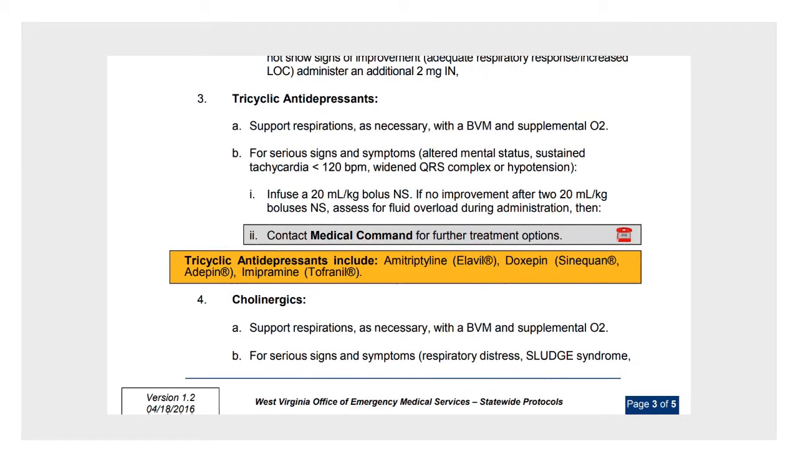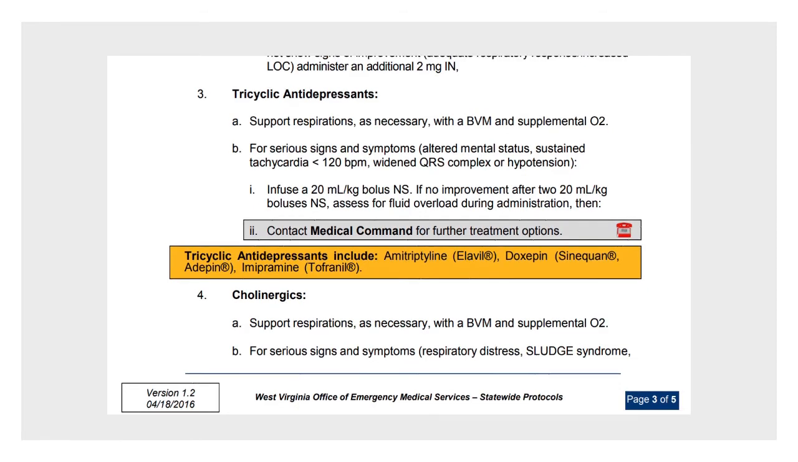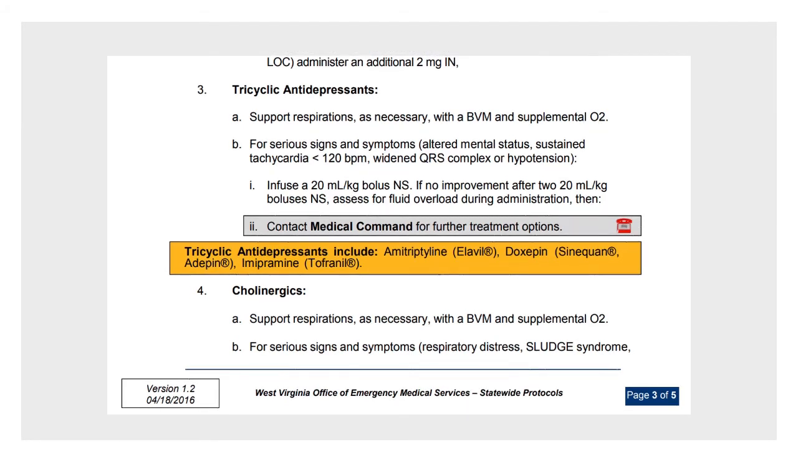If we're dealing with TCAs, they're going to have serious signs and symptoms: altered mental status, sustained tachycardia, and possibly a widened QRS and hypotension. Give them fluid boluses, the same way you would generally for anybody who's hypotensive and mildly tachycardic. Some common TCAs you might see are Elavil, Sinequan, and Tofranil.